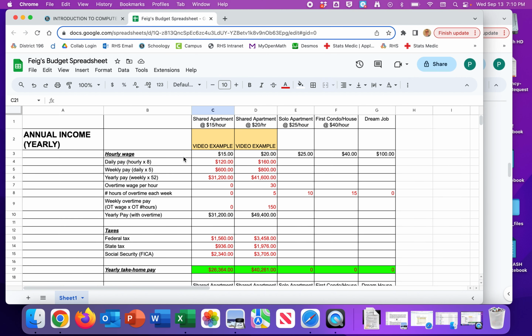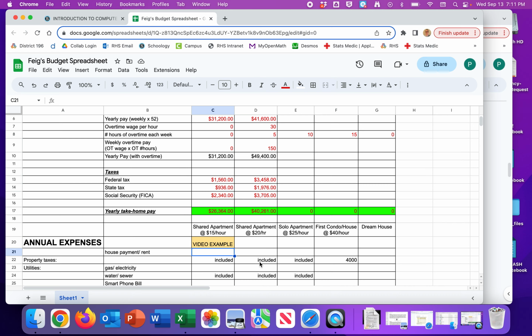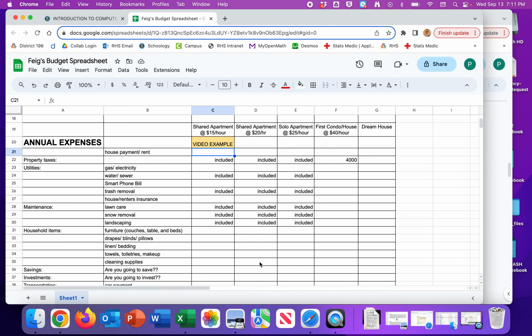So in the first video, the income was the top part, and we got the green numbers across the bottom to know how much we make per year after we pay taxes. Now we're going to do the bottom part, which is a little bit longer. This is going to take more time and a lot more exploration.